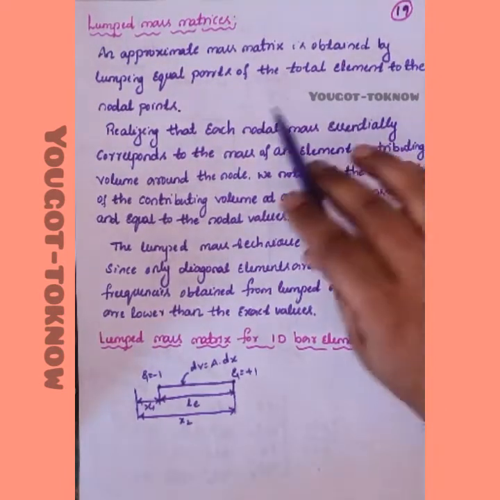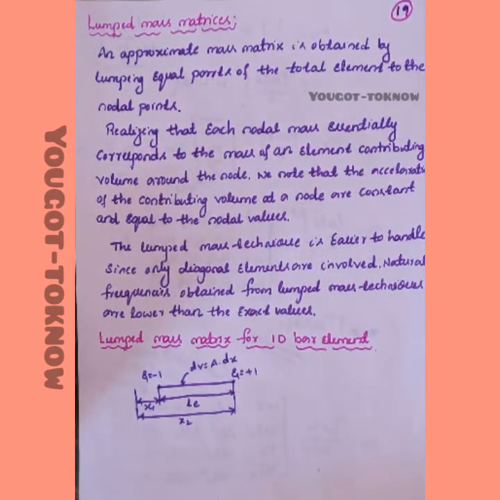So what is lumped mass matrix? An approximate mass matrix is obtained by lumping equal parts of the total element to the nodal points. That means here, whatever it is, we are only considering the value at the particular nodes. That means the value will be distributed only at the nodal points. Now that concept will be called a lumped mass matrix concept, or lumping of your mass at nodal points.